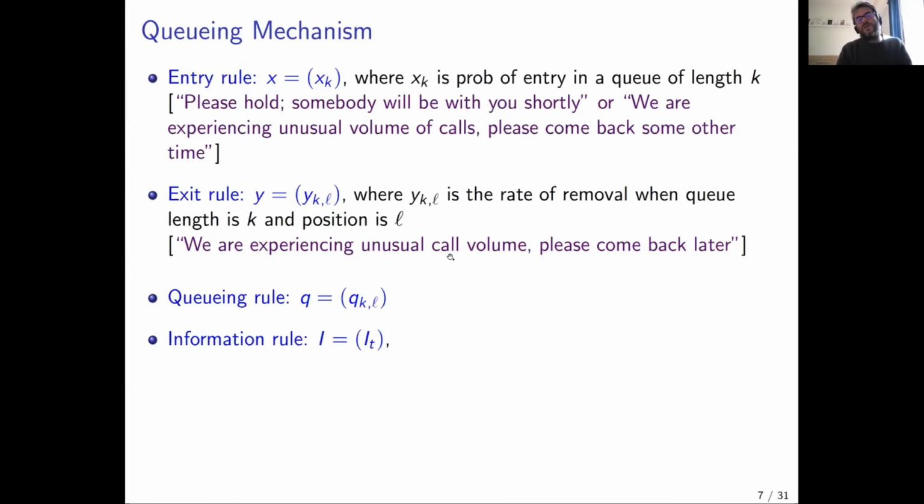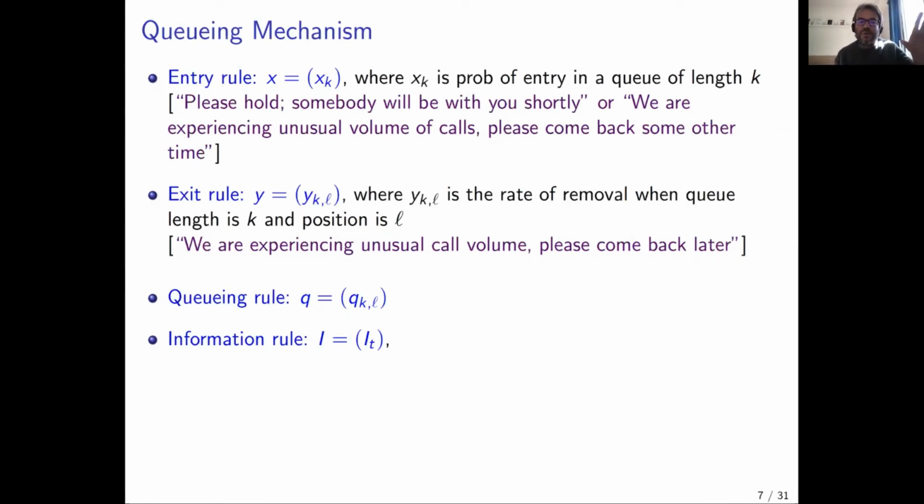Now the exit rule is going to be denoted by y. And y is going to be a collection of ykl for each queue length k and position L. I haven't defined what a position for an agent is. It reflects the time that an agent has been waiting in the queue. An agent has position 1 if he's the agent who has been waiting for the longest time. He has position 2 if he's the agent who has been waiting for the second longest time, and so on and so forth. Then ykl is the rate at which an agent in position L is going to be removed from the queue when the queue length is actually k. Okay, so this is an instrument which allows the designer to potentially remove agents from the queue.